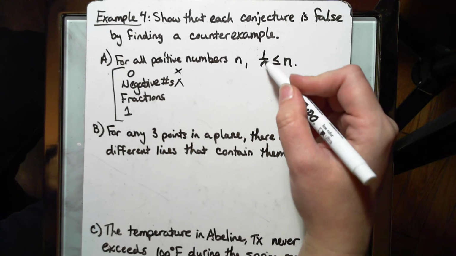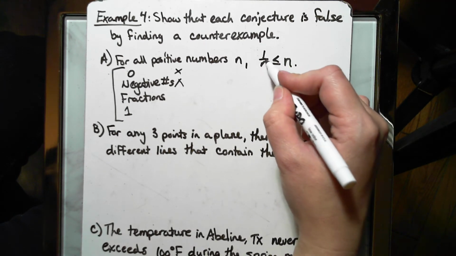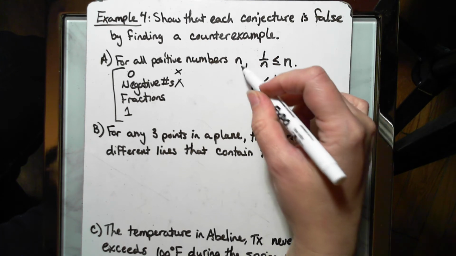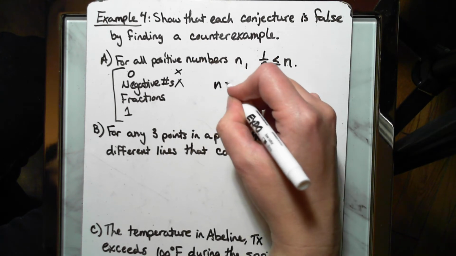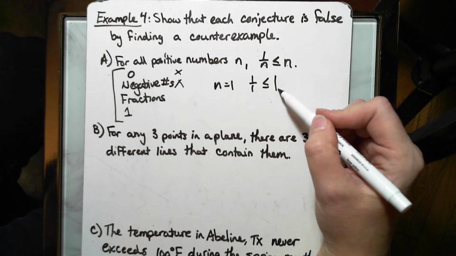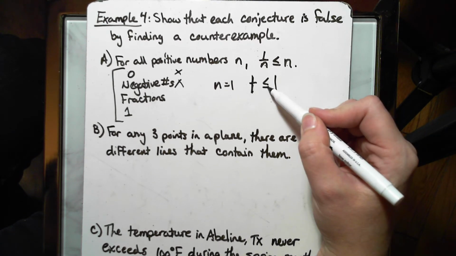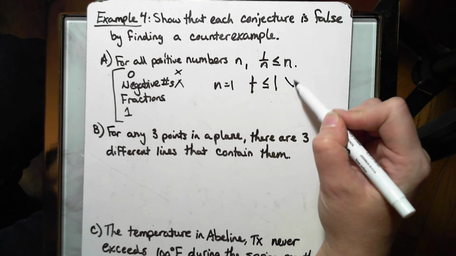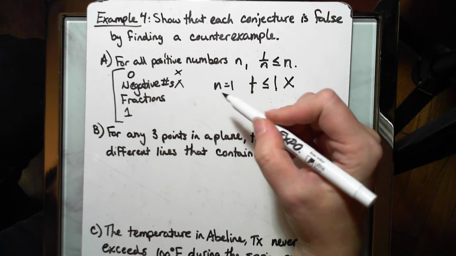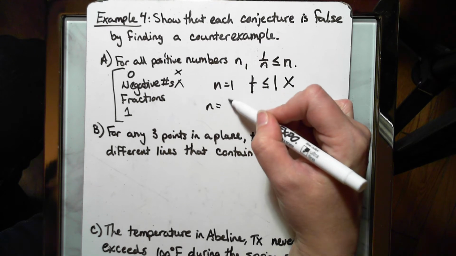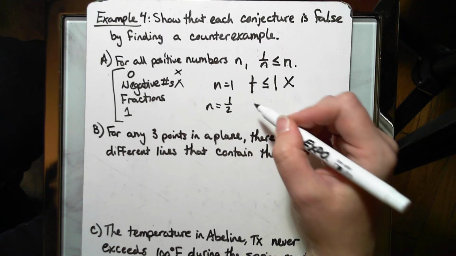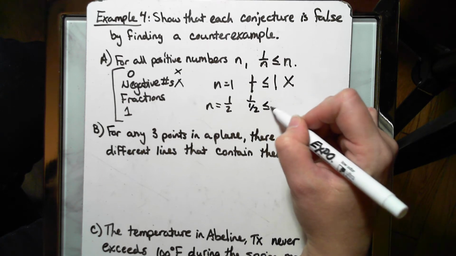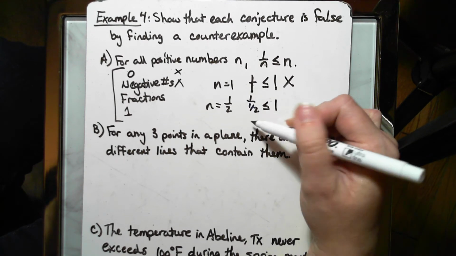So if I put in a 1, I get 1 over 1 is less than or equal to 1. So I just made all of my n's 1. And notice that this is still true because 1 is equal to 1. So that's still true. This is not a counterexample. So let's try a fraction. Maybe n is 1/2. And I can do 1 over 1/2 is less than or equal to 1. And let's see if that works.